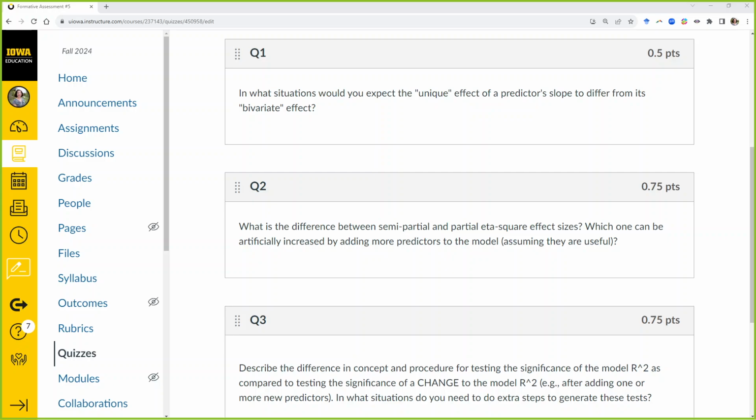Any questions with question 2? Awesome. All right. Question 3. Yeah, moving on to question 3.